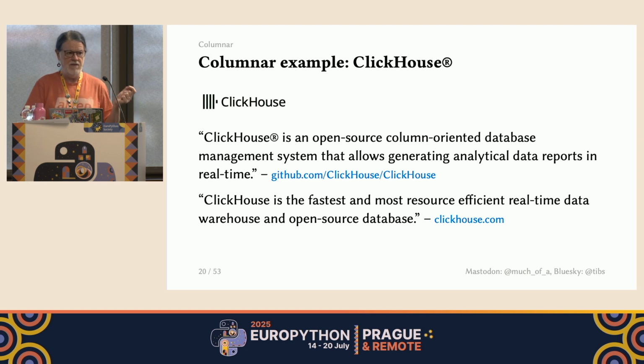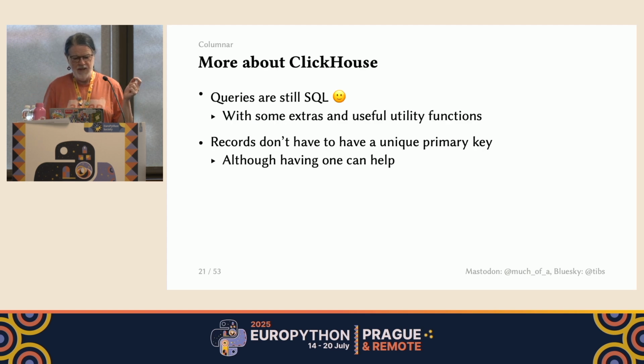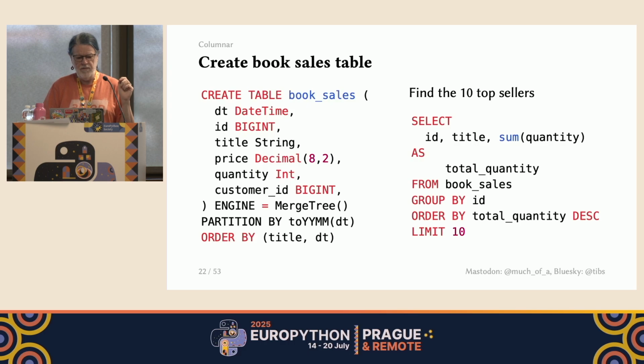ClickHouse is blindingly fast for queries. Nicely, because it's essentially still a relational idea, it's still SQL, so everything you've learned about using SQL still works. It's got extra functions and utilities to make it easy to do columnar stuff, but it's very familiar. Interestingly, because of the way it works, records don't have to have a unique primary key, although having one can help. Here on the left is the SQL to create our book sales table.